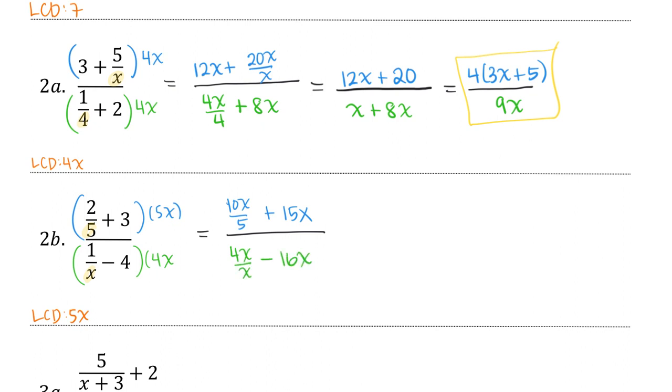Okay, let's simplify this and see if it got better. 10x divided by 5 is 2x plus 15x. On the bottom, 4x over x is 4. Okay, let's look at this. 2x plus 15x is 17x because they are like terms. The bottom, they're not like terms. They do have a common factor, so let me take out the 4.